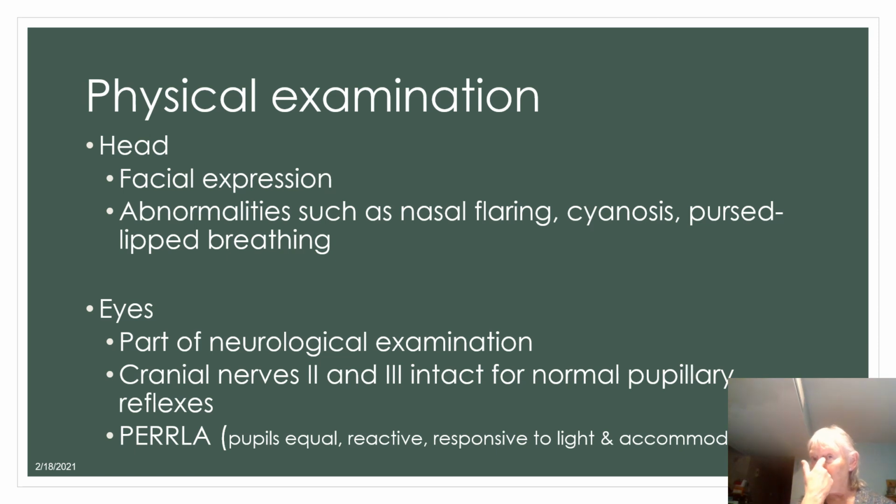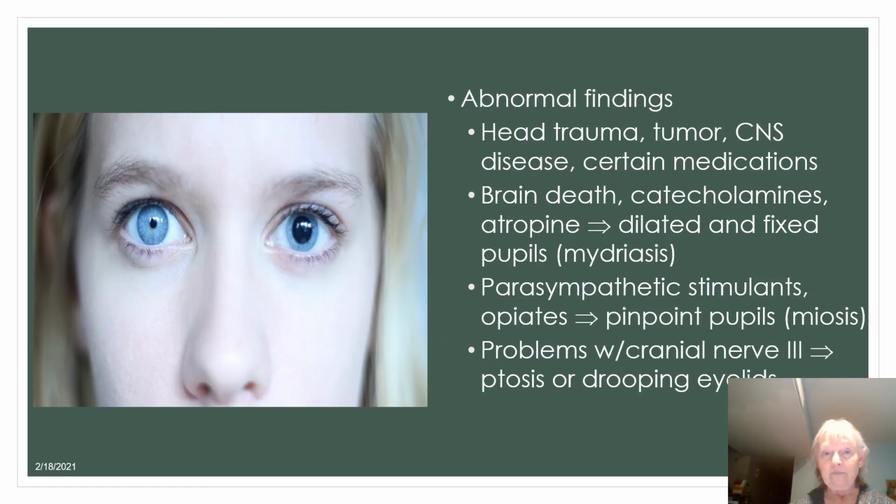When you shine a light in their eyes, it should constrict. When you take it away, it should dilate. How do you think the police know somebody's using narcotics? So abnormal findings, it could be head trauma, certain medications. Brain death is one. The catecholamines and atropine, dilated and fixed. Okay, we know that that's what's going to happen.